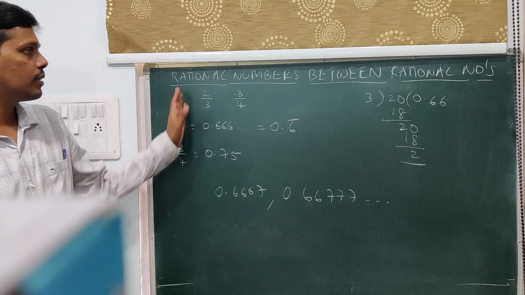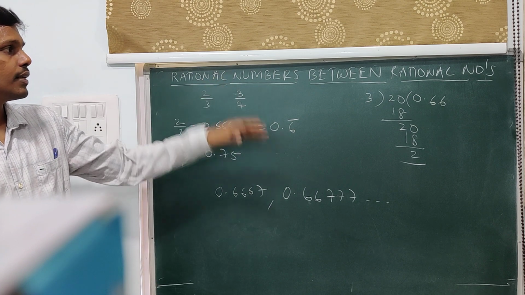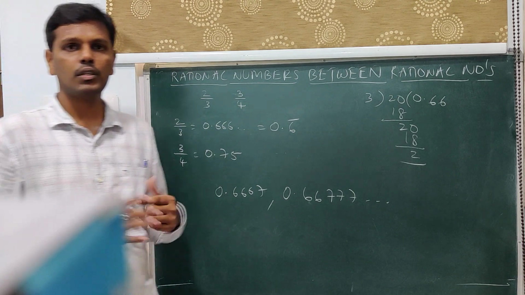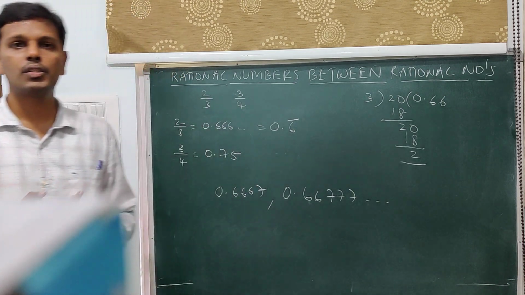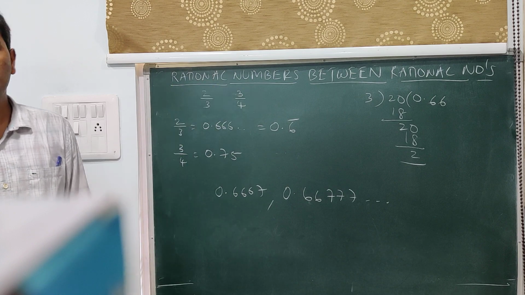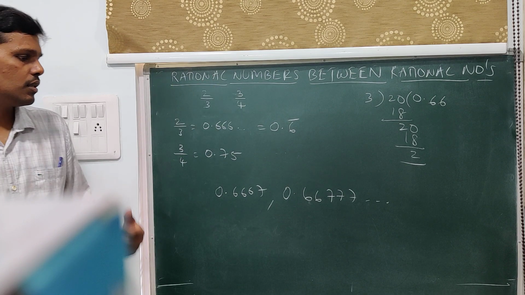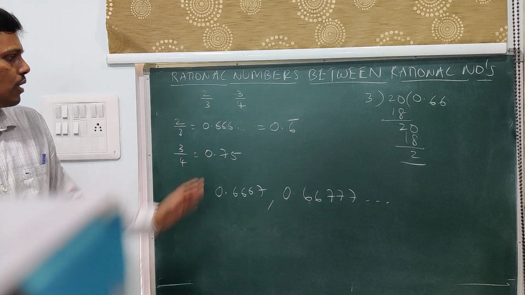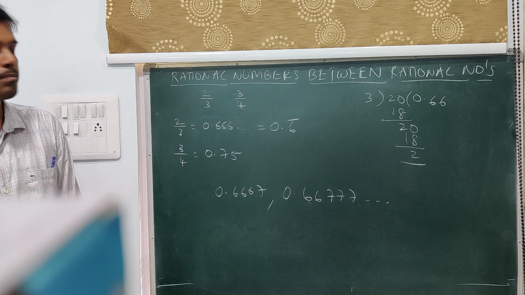So that is all regarding the concept of finding rational numbers between rational numbers. The mean method is more effective when you are finding one rational number or two rational numbers between given rational numbers. If it is 10 or 12, it is better to use this like fractions method or this decimal expansions method. So that is it.